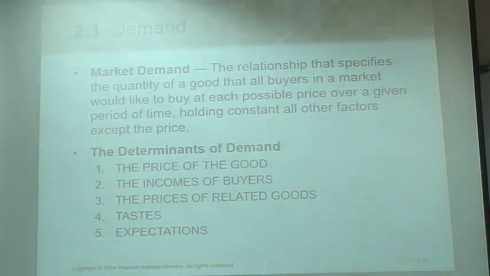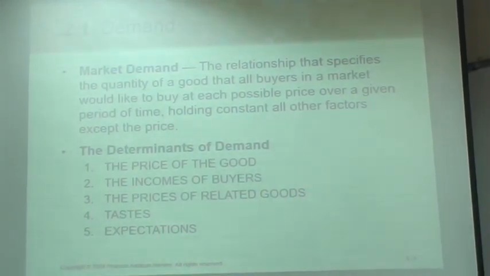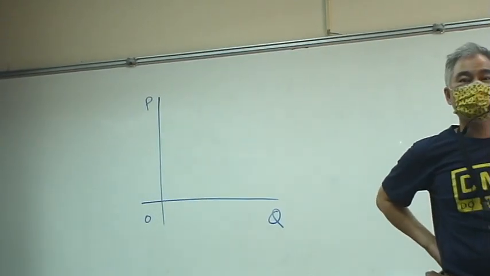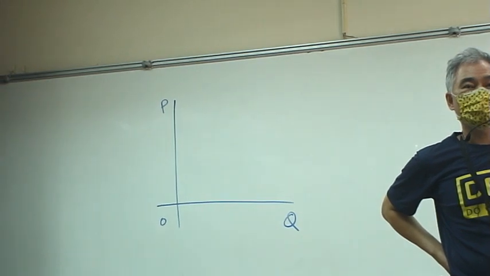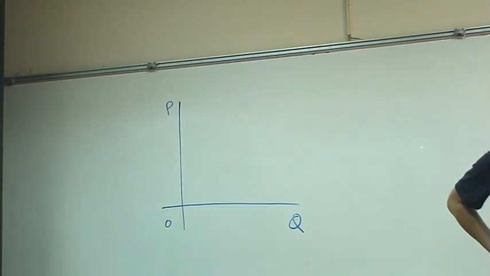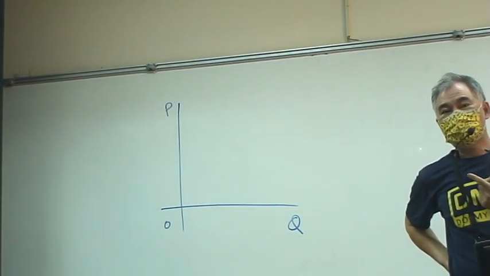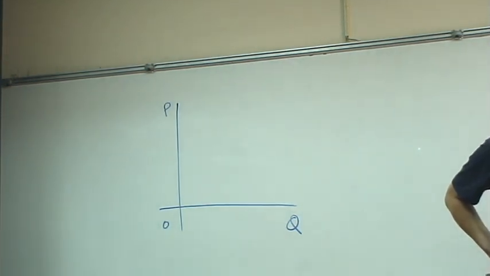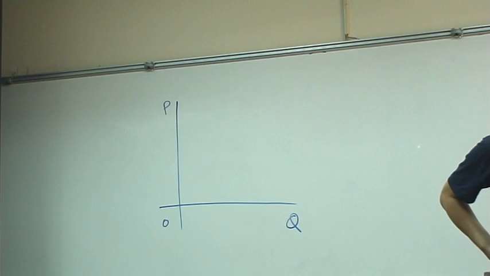So today we are going to finish chapter 2. Chapter 2 talks about supply and demand and also another important concept, price elasticity of supply and price elasticity of demand. So first of all, when we talk about changes in demand and changes in supply, it will lead to changes in prices and quantity.